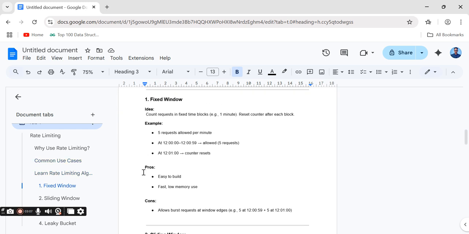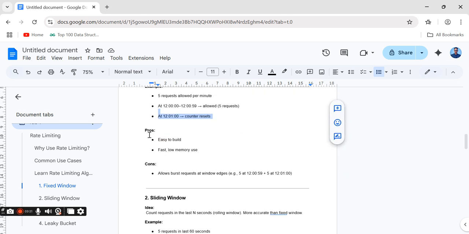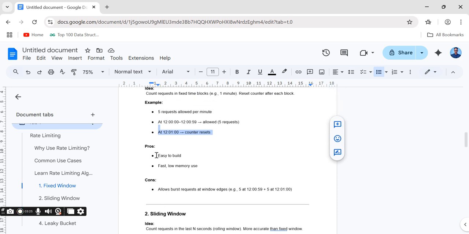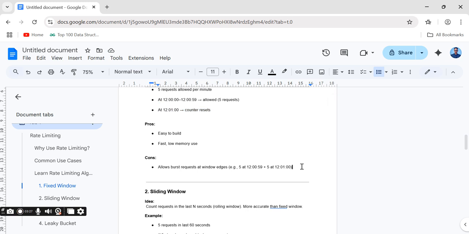Fixed window counts requests in a fixed time block. For example, a 1 minute counter reset, 5 requests per minute. Like we make a request at 12 and make 5 requests in a minute. After that the counter will reset. The pros are that it is easy to build and has low memory usage. For example, we make a request at 12 and we can make 5 requests. Then at 12:01, we make another request, and we again have the chance to make 5 requests.